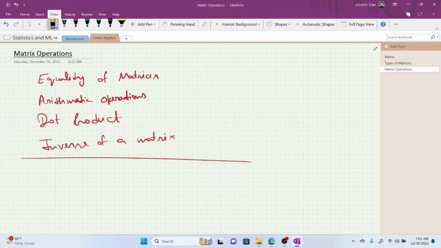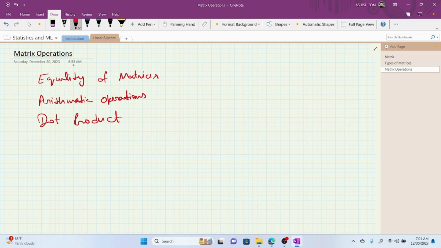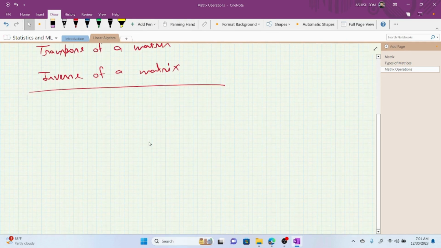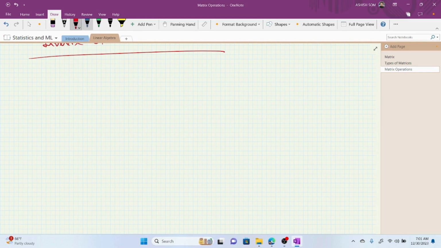One more thing we are going to discuss before inverse of a matrix: we are going to discuss the transpose of a matrix as well. After that, inverse of a matrix. So let's start, guys. First of all, equality of matrices.